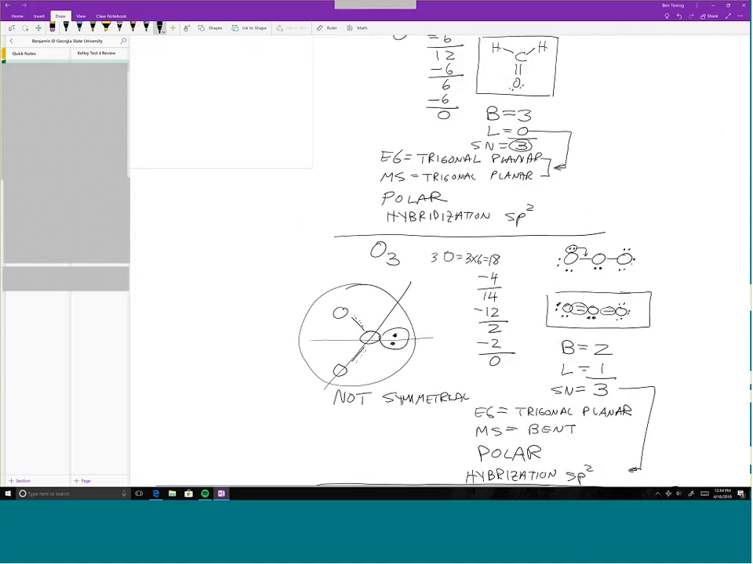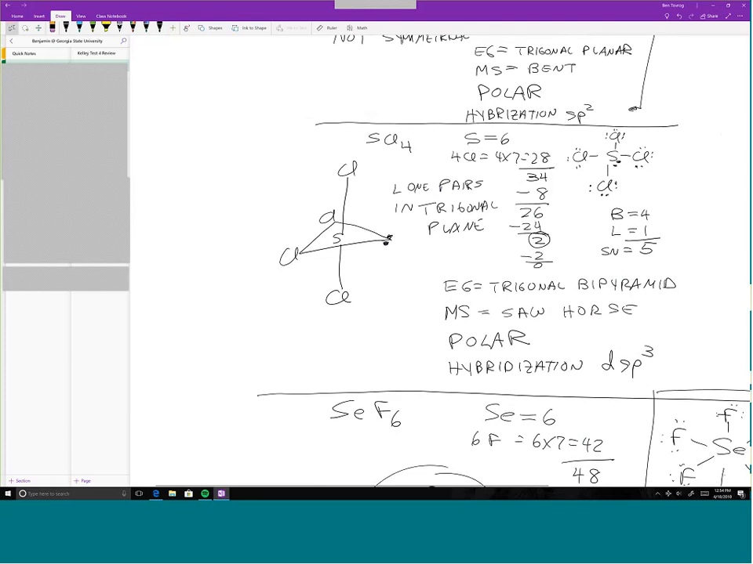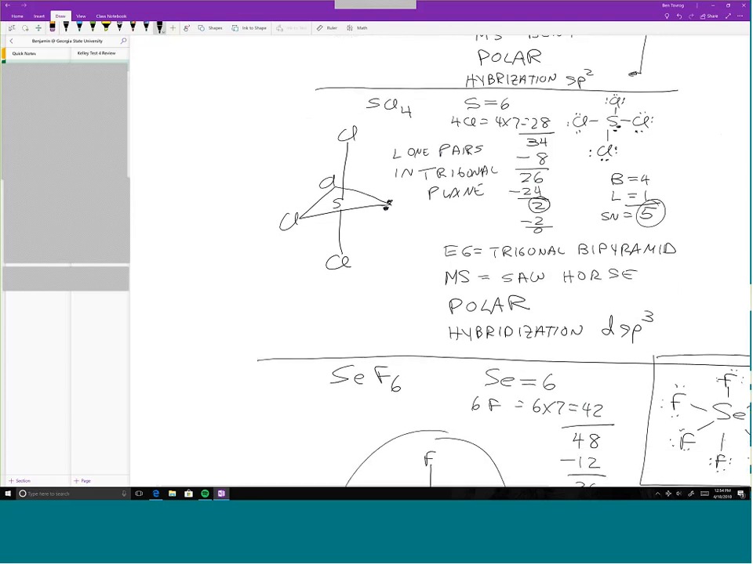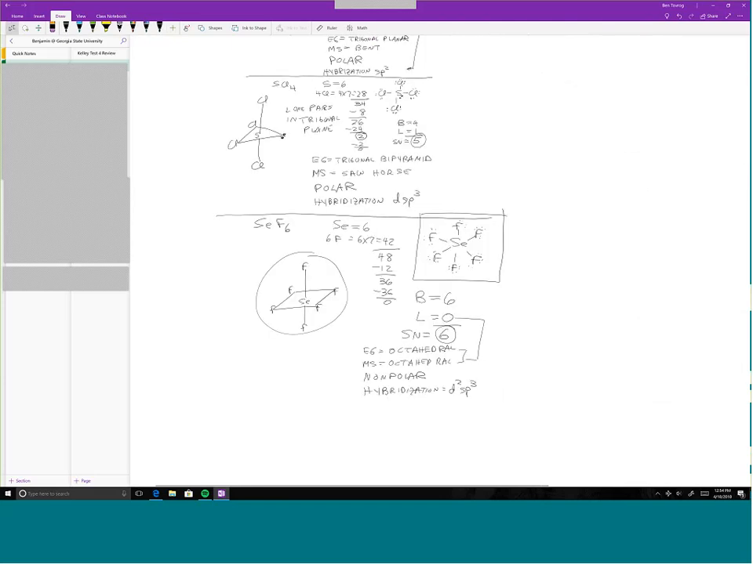Okay, so now we've explored steric number 3, 4, we did a 5 a minute ago, and we just did 6. For the purposes of this class, those are all the steric numbers we're going to work with. So let's move on.